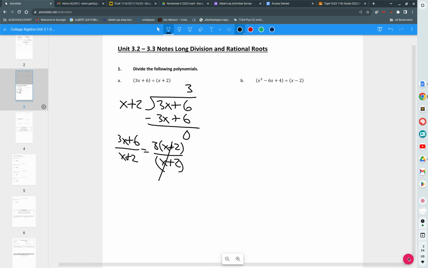Can you see how that factors? No, you don't know how that factors. So we're going to figure it out through a division process.